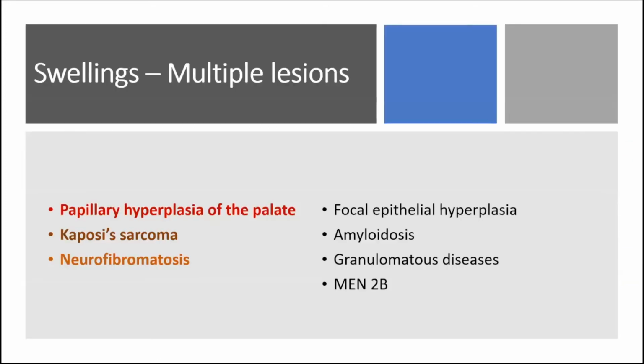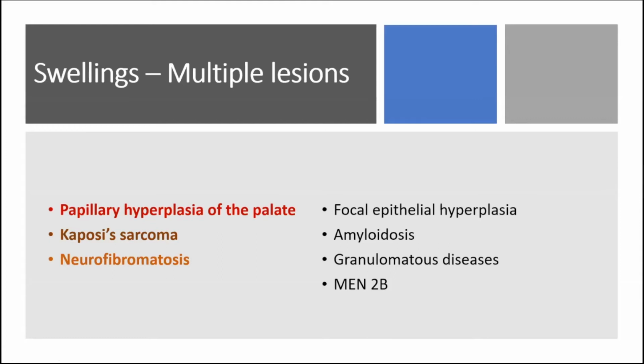And then if we see multiple swellings in the mouth, there are a few conditions that can present like that. All of them are quite rare, okay? So papillary hyperplasia of the palate, followed by Kaposi's sarcoma, followed by neurofibromatosis. It's usually neurofibromatosis type 1 that presents with intraoral lesions. And it could be a mass, and usually that has some skin lesions following that as well. Followed by focal epithelial hyperplasia, which looks like multiple squamous cell papillomas, basically. So multiple warts in the mouth, to put it simply.